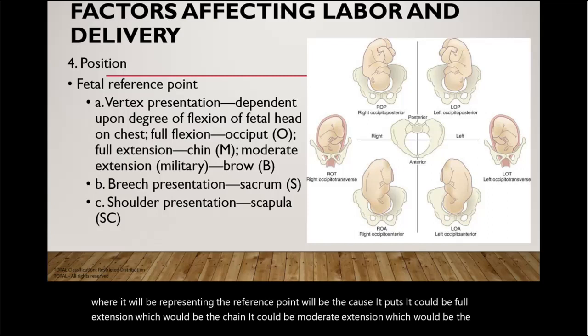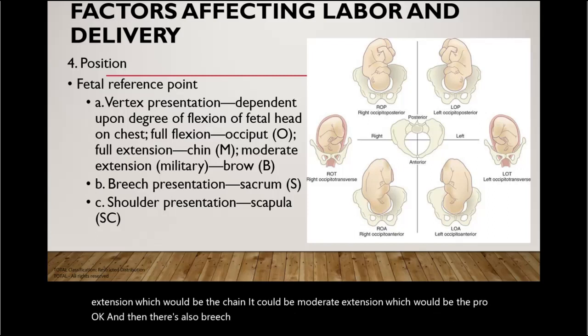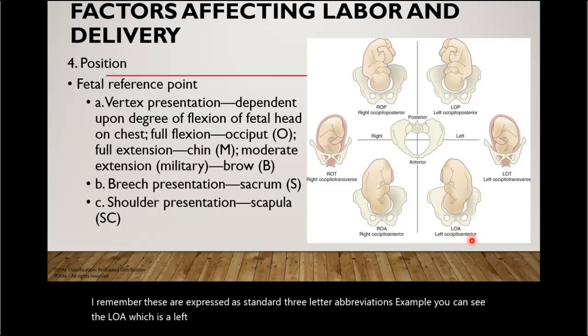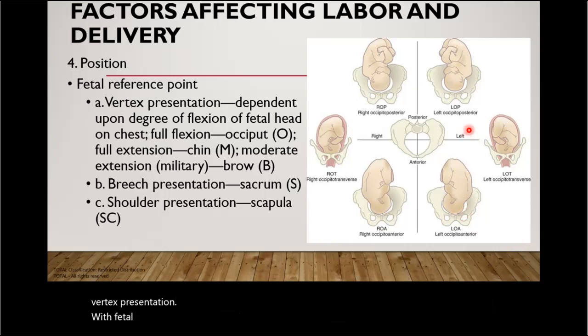Okay, and then there's also breech presentation, and then there's a shoulder presentation. And remember, these are expressed as standard three-letter abbreviations. For example, you can see the LOA, which is left occiput anterior, indicating vertex presentation with the fetal occiput on the left side towards the front of the pelvis.